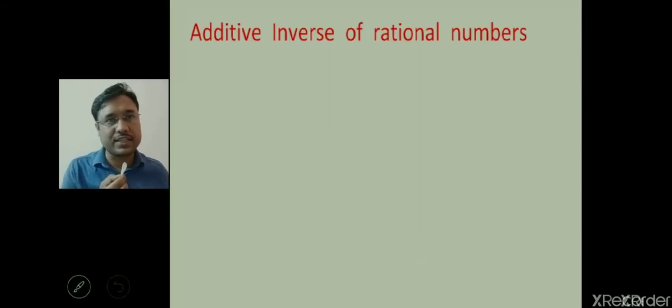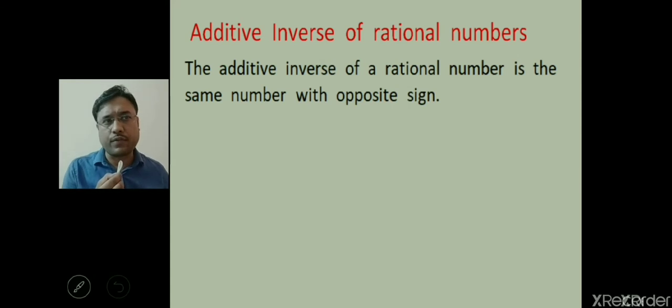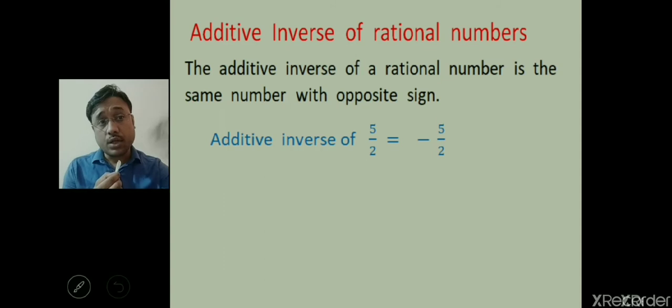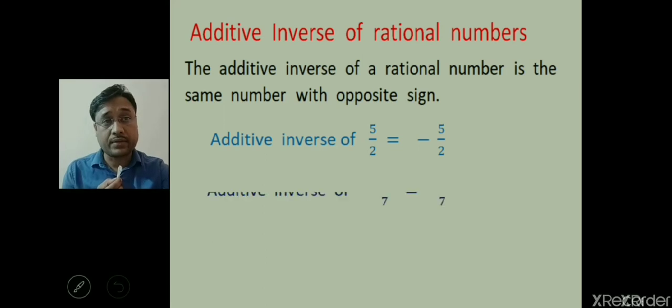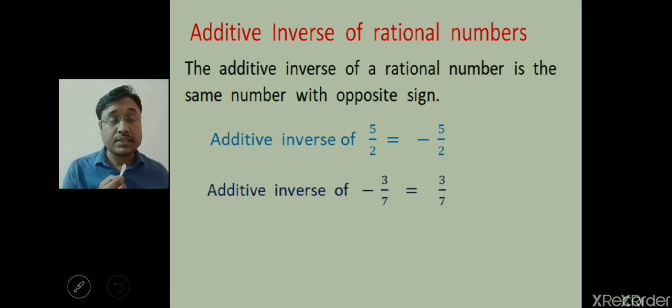You can see here the first topic is the additive inverse of a rational number. What we can understand from this term is that the additive inverse of a rational number is the same number with its opposite sign. So you will make the sign just opposite here. For example, the additive inverse of 5 by 2 is minus 5 by 2 and the additive inverse of minus 3 by 7 is plus 3 by 7.